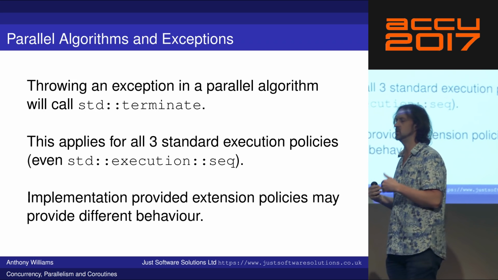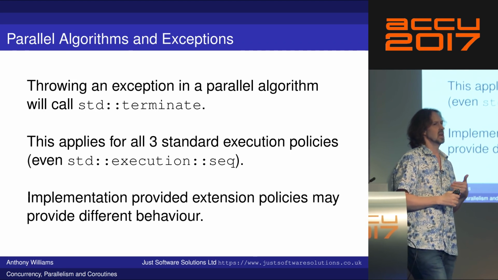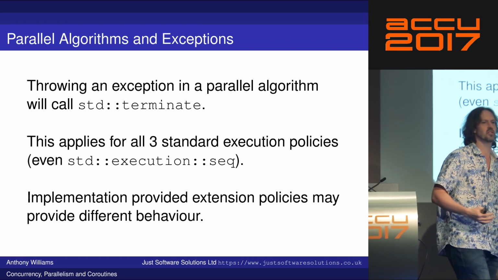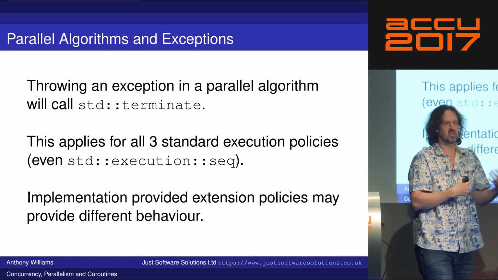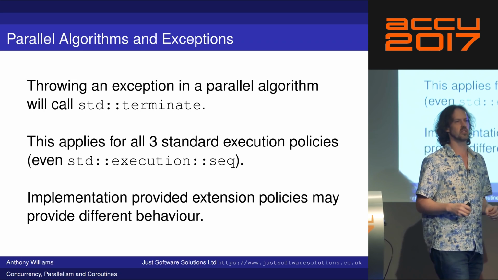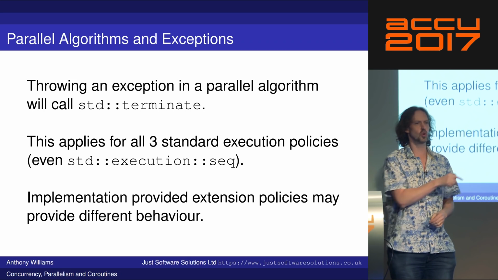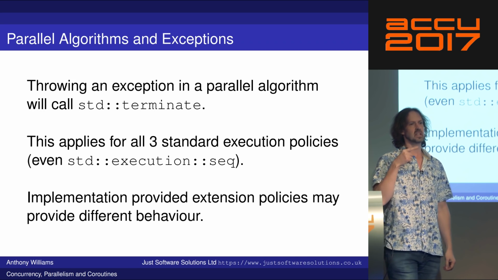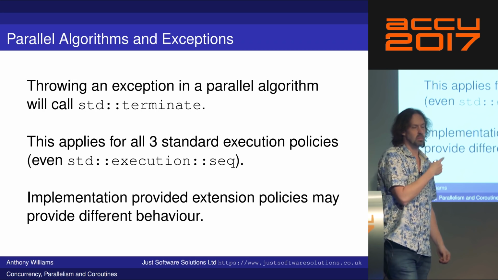The initial papers for the parallel algorithms in C++17 allowed you to throw exceptions, and they came up with this exception list: if exceptions were thrown in multiple places, it would gather them all together and throw one big exception that contained it all. The committee decided that this was too complicated and uncharted territory and not anything that we did anywhere else. So actually, if you throw an exception in a parallel algorithm, it just calls std::terminate. Every time, if you use one of the built-in standard library parallel execution policies. And that even applies to the sequential one.